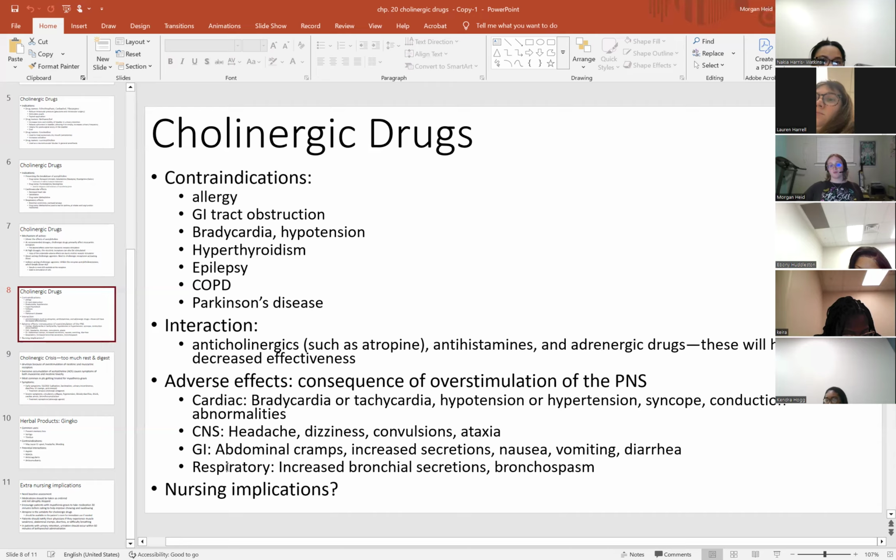And then with my respiratory tract, it's going to increase bronchial secretions, and it's going to increase the risk for bronchospasms because we had that bronchoconstriction.